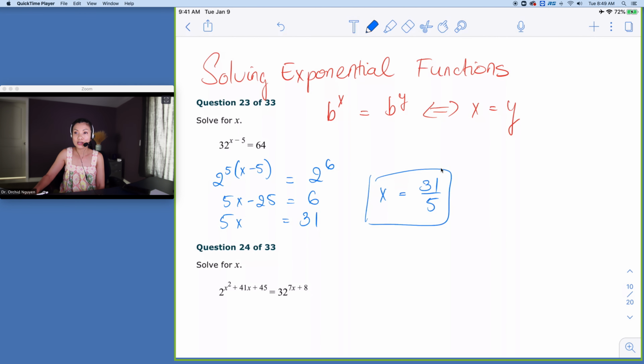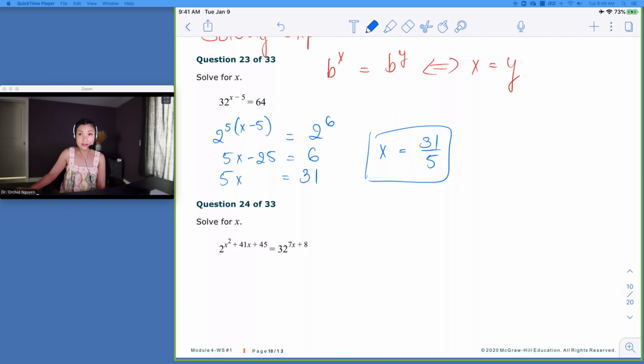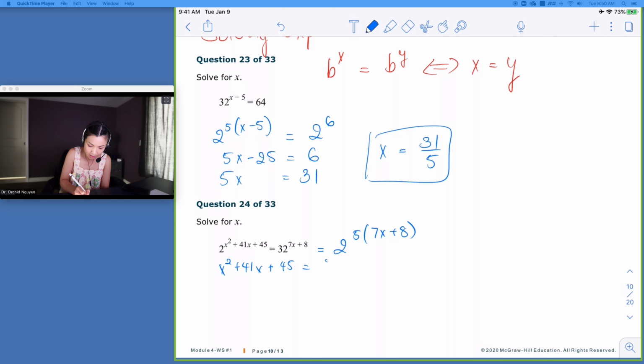All right. So same thing for number 24. You see that they set it up for you already. We have 2 for the base. So this one, you should change into 2 to the 5th power, 7x plus 8. Now we can just drop the base and I have x squared plus 41x plus 45. Over here I have 35x plus 40.